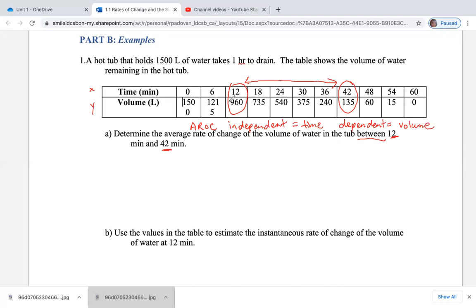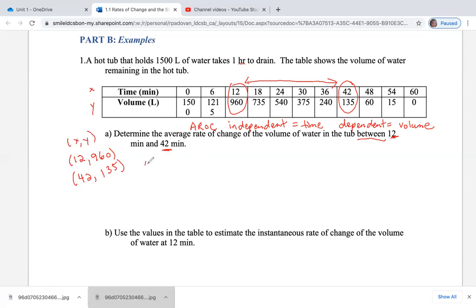So the 2 points that I'm going to be using then are X first, so the 12 first, and 960 is the Y value. And the other point that it's asking me to use is 42 and 135. So those are my X, Y coordinates, independent and then dependent, right?